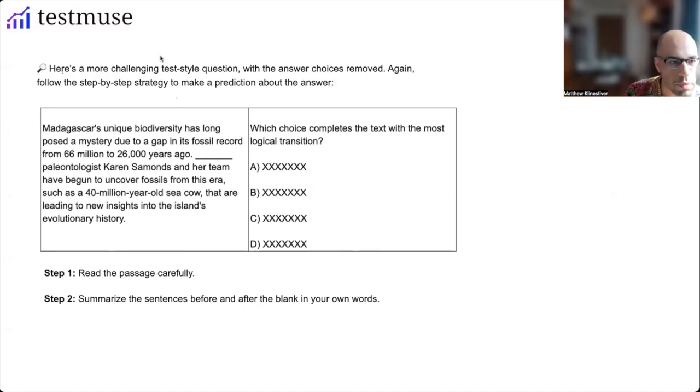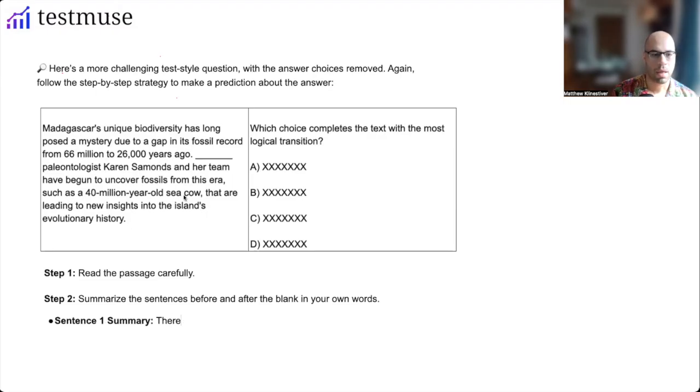All right. So Madagascar's unique biodiversity has long posed a mystery due to a gap in its fossil record from 66 million to 26,000 years ago. Okay, so there's a mystery gap in a fossil record we don't know too much about. In my own words, we don't know too much about Madagascar's past. Paleontologist Karen Sammons and her team have begun to uncover fossils from this era, such as a 40 million year old sea cow that are leading to new insights into the island's evolutionary history.